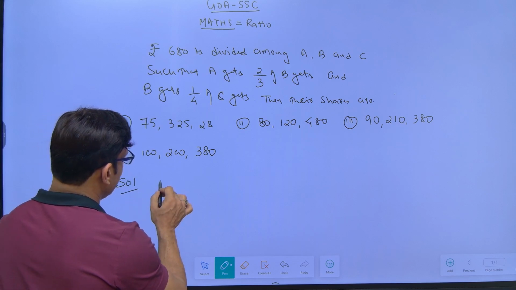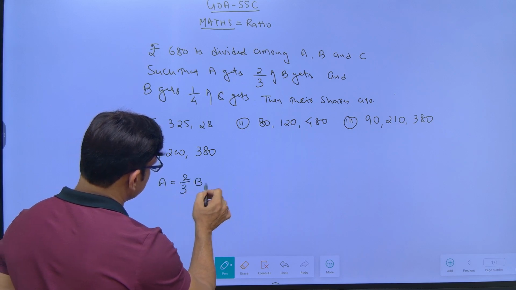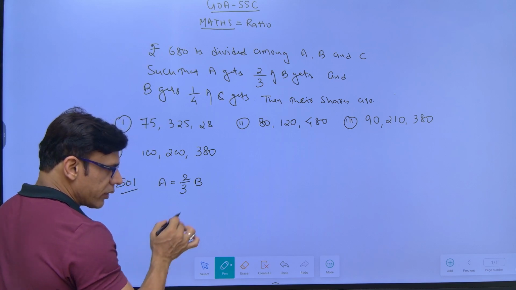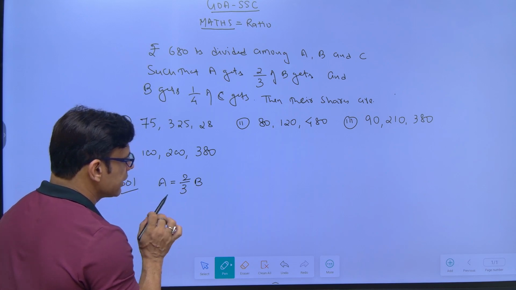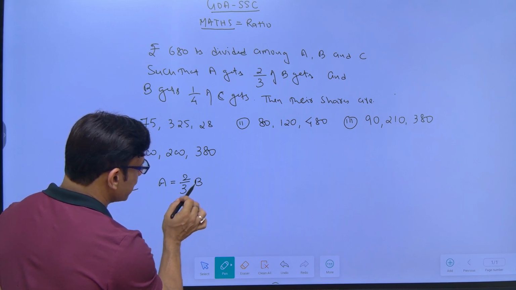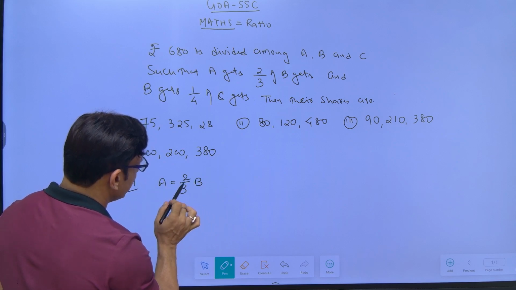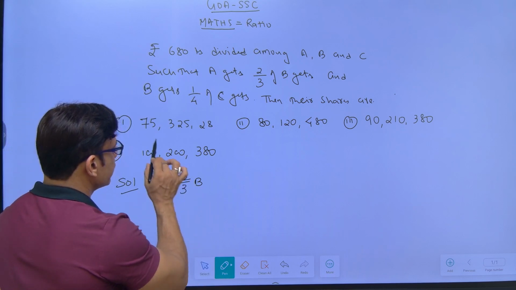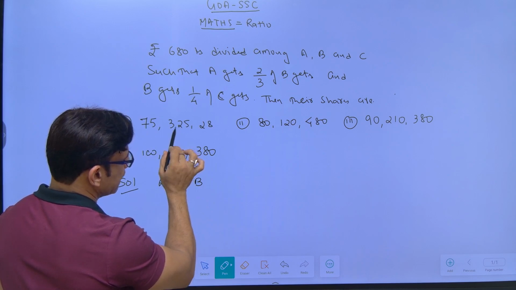What is given? A gets, A is equal to 2 by 3 times of what B gets. So from here, it is very easy to find out the ratio of A and B. Also, you can say whatever is B, the amount with B will be a multiple of 3 because everyone is getting integer value, right? It means B will always get a multiple of 3. So this is A. So is this a multiple of 3? No. So I can cancel this option.